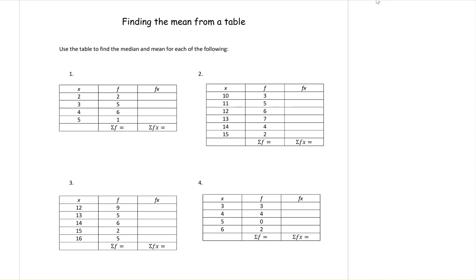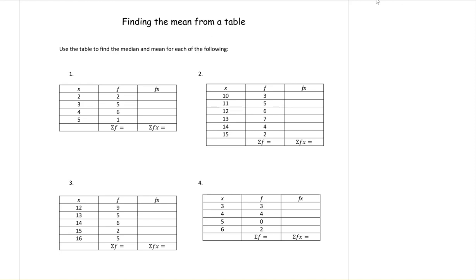So to find the mean, you know that you need to add up all the scores and divide by the number of scores. That's the formula that we have. But in a table, you don't want to sit there and go, all right, 2 happens twice, so I go 2 plus 2 plus 3 plus 3 plus 3 plus 3 plus 3. It's too slow to sit there and add those all up individually.